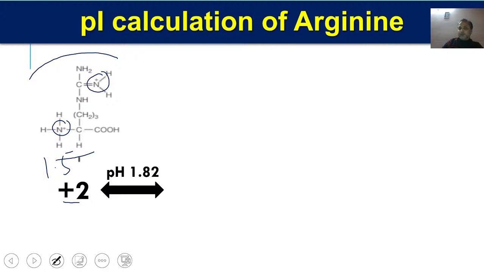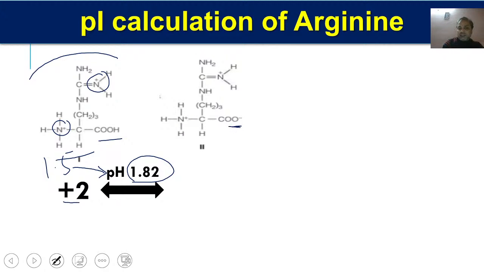Now I am going to increase the pH from 1.5 to 1.82. What will happen? The group whose dissociation constant is 1.82 will dissociate, and this is for this acid group. So it has dissociated here. You can see it has lost its H plus. Now how much charge is it having? 1 positive, 1 positive, so 2 positive, 1 negative. So the overall charge is 1 positive, and that we have written here.